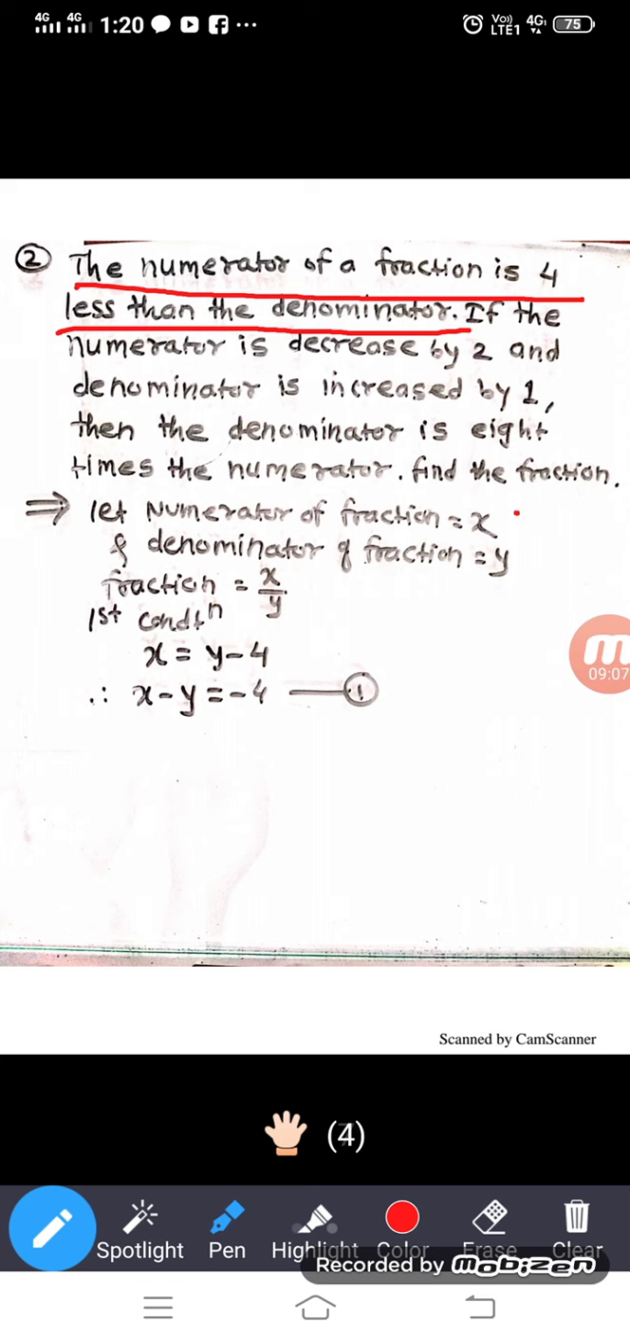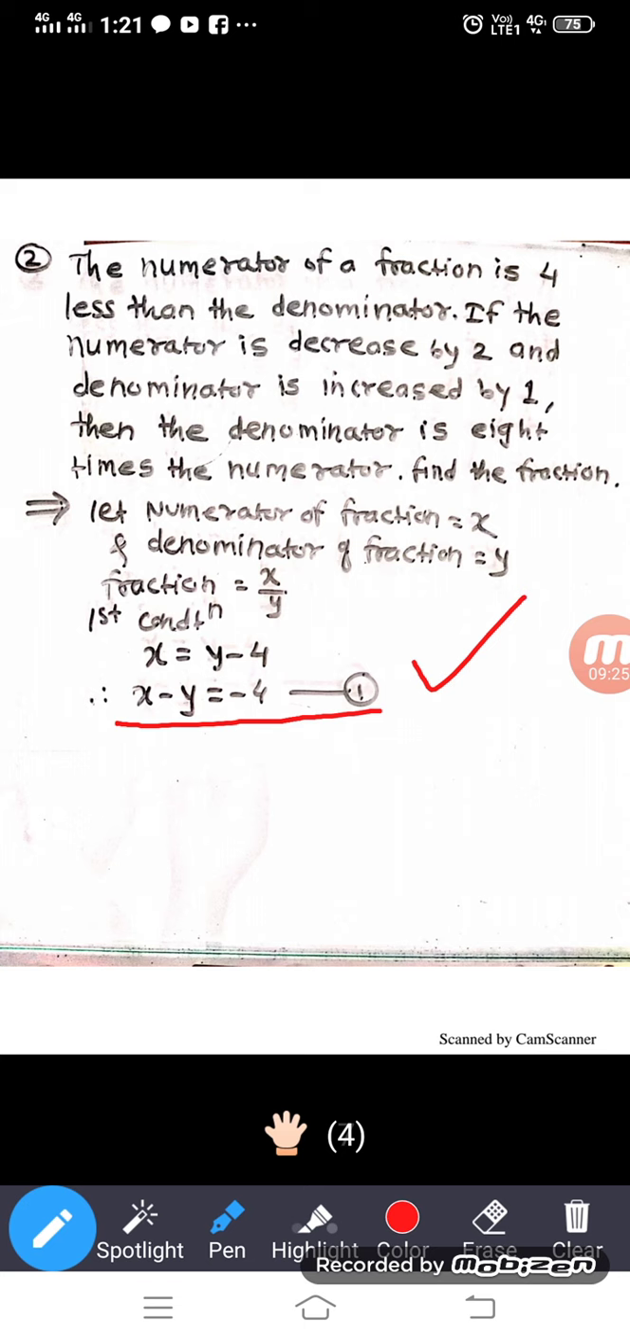Numerator of the fraction, the numerator is x. This is the LHS, x, is 4 less than the denominator. Denominator is y, 4 less than means y minus 4. Then this y goes on this side, we get x minus y is equal to minus 4. This is equation number 1.